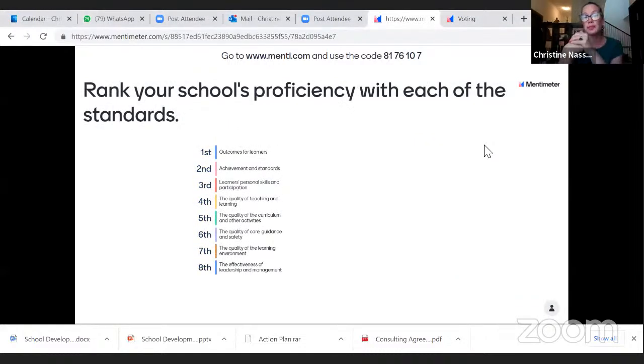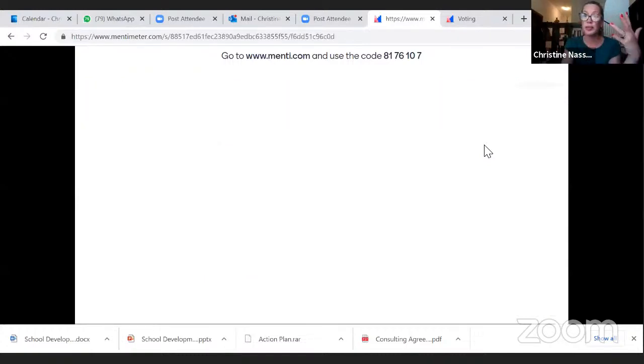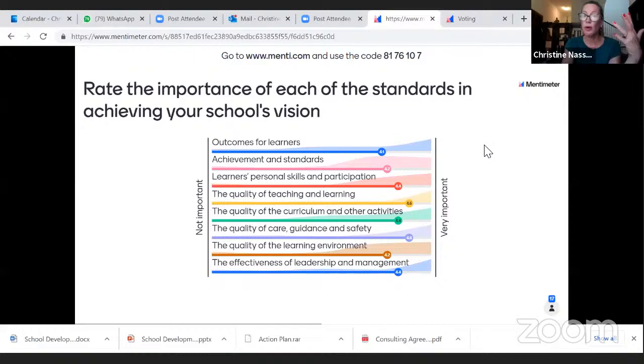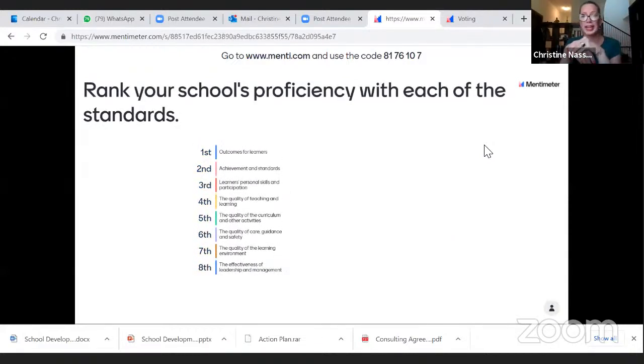This is your school's proficiency. So now you're going to rank, and this is what I had mentioned before, what it is you think you do best. And it might align to what's most important. Oh, 17, look at that, DG. Rocking and rolling. It might align to what you think is most important for your vision, but then it might not, right? And those are gaps that are really, really helpful to work through.